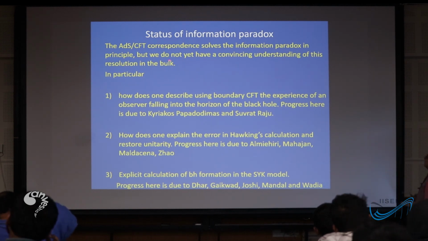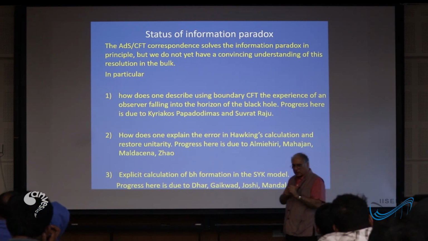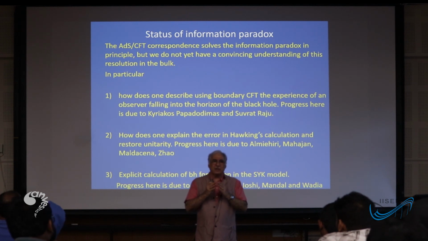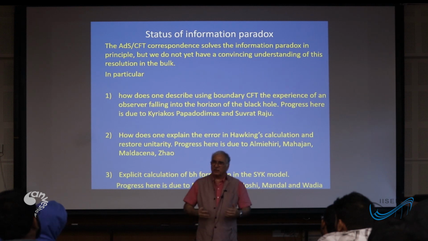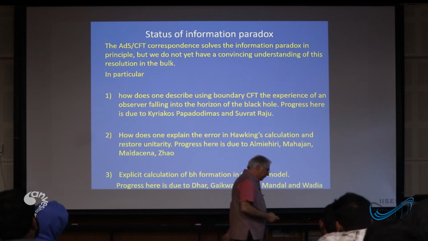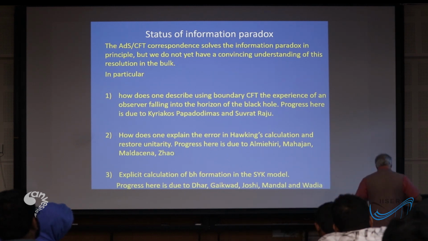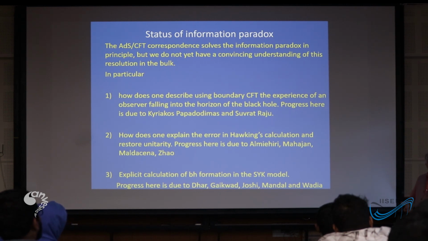So the question is, we do not yet have a convincing understanding of the resolution of the information paradox in the bulk. In other words, where did Hawking's calculation go wrong? There's obviously something fundamentally wrong in Hawking's calculation. So I think the main thrust of the work these days has to do with pinpointing the problem with Hawking's calculation, and of course in the process discovering some new principles of the theory of gravity. And I think the most important work in this area has been done by Kyriakos Papadodimas and Suvrat Raju. Suvrat Raju is a faculty member at the ICTS where I come from.